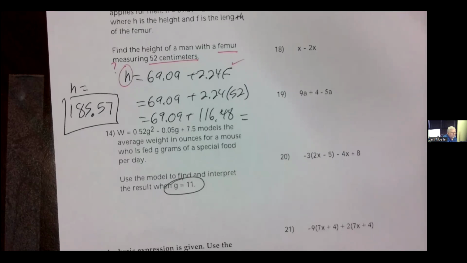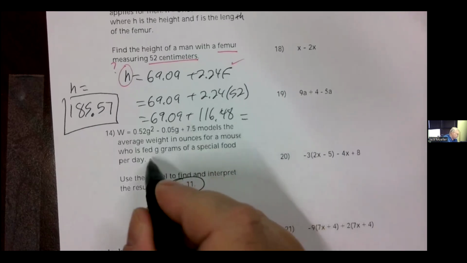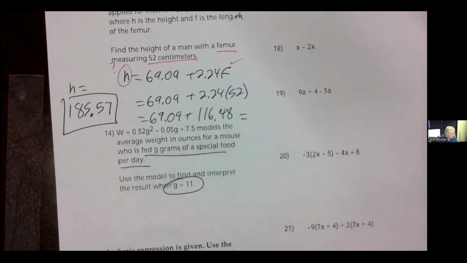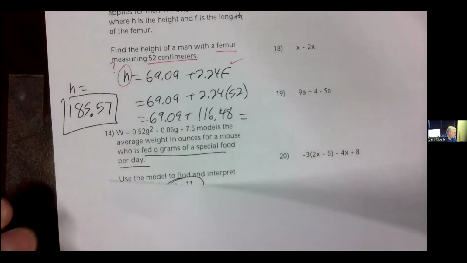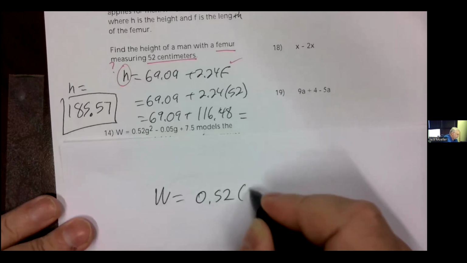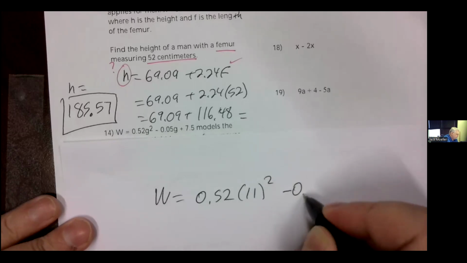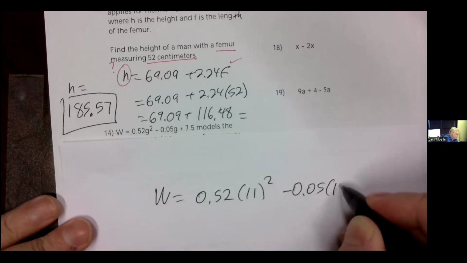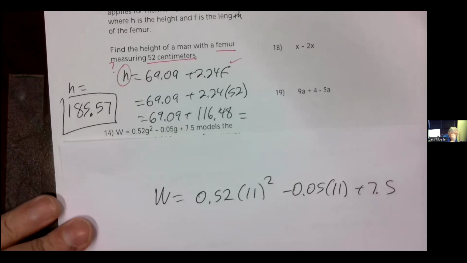So they're giving us G, and what are we going to do with this? Well, what is G? G is how much is fed. And so often when it says interpret in MATLAB, these problems will be multiple choice. MATLAB isn't always as good at interpreting questions as it is at straight math. So to do this, we're just going to plug in 11 for G. So we have W equals 0.52 times 11 squared minus 0.05 times 11 plus 7.5.